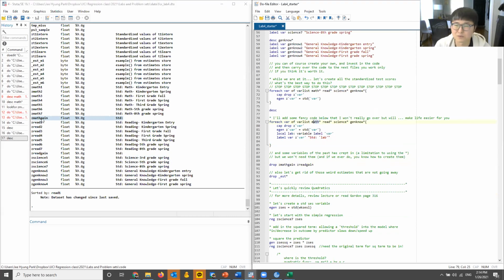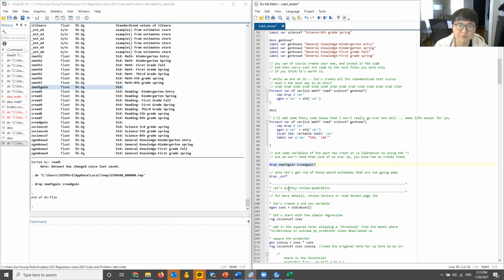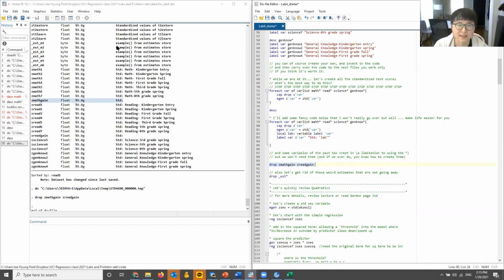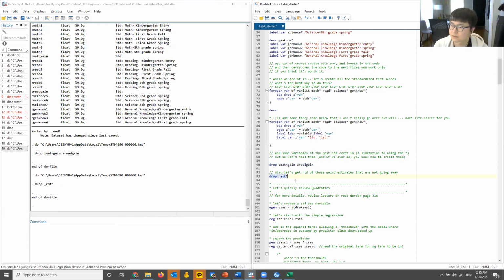So like math gain, which we had created before, either for a lab or a problem set, we don't really need that anymore. And if we ever needed them, we can create them again. So I'll drop them. You'll also notice there are these weird variables with EST, which is short for estimate. This is probably coming from when you run like stab. You don't really want them either, and so I'll just drop these.